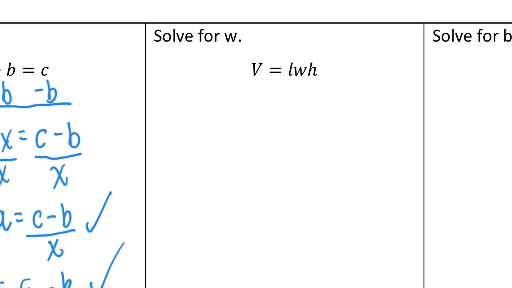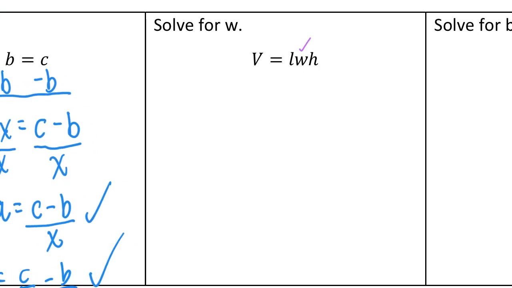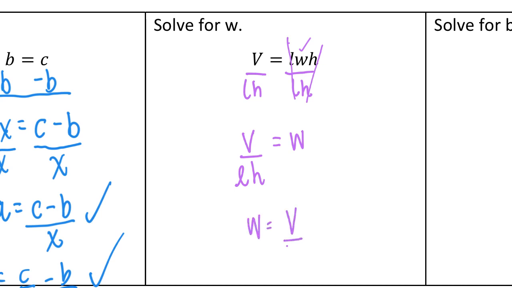Check out this next one. In this problem, we are trying to solve for w. What operation is happening between the length, the width, and the height? Hopefully you're thinking, well, they're all being multiplied. So the inverse of multiplying is dividing. So I'm going to divide by L and H. You can do that at the same time. The L's will cancel on the right. The H's will cancel on the right. So we're left with W equals V divided by LH. If you need to flip it around, that's totally fine as well.